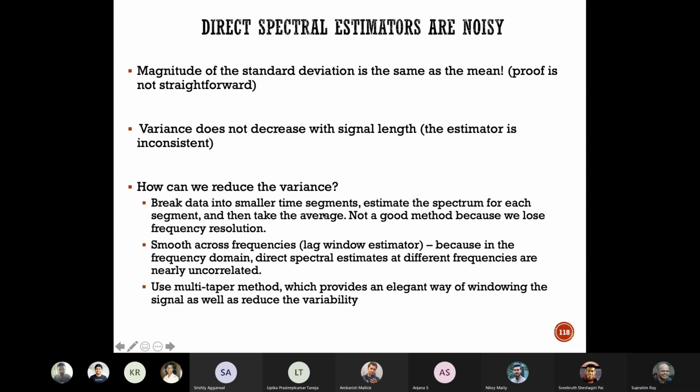right? But what am I losing here if I break down the signal into 10 non-overlapping segments? If I compute the spectrum for a smaller signal, what do I lose? Frequency resolution. Thank you very much. So it's written here also. It's not a good method because we lose the frequency resolution, right?